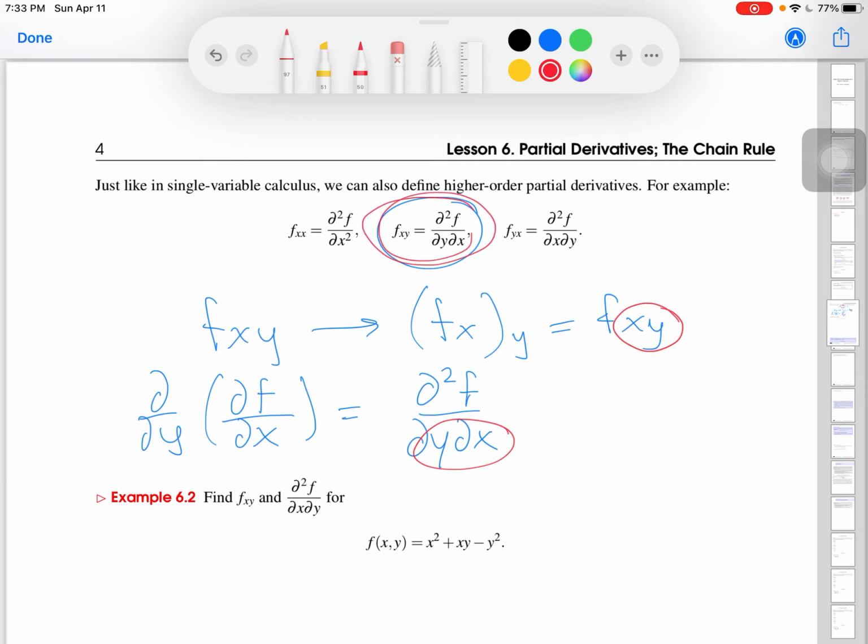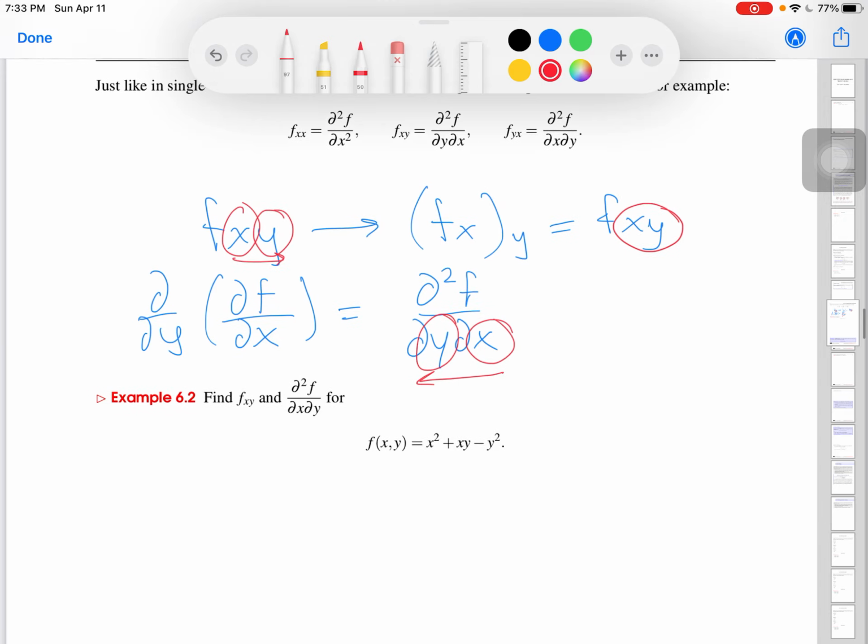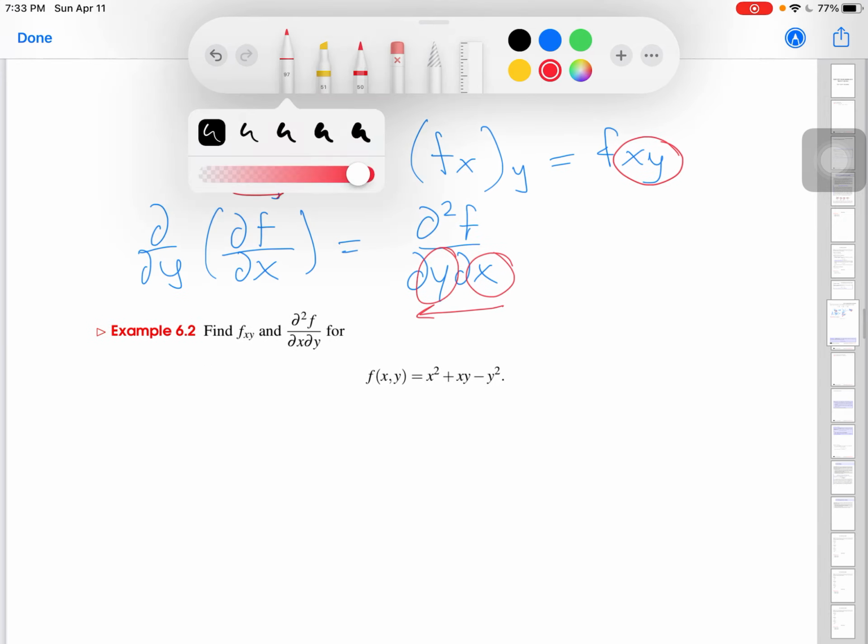So when you're using the notation of partial derivatives in subscript notation, you read from left to right. This was the first partial that was calculated, and then it was this one. When you're using the notation of partial derivatives, like the del notation, you read from right to left. Here, this was the first partial that was calculated, and then it was this one. So keep that in mind as we do these examples.